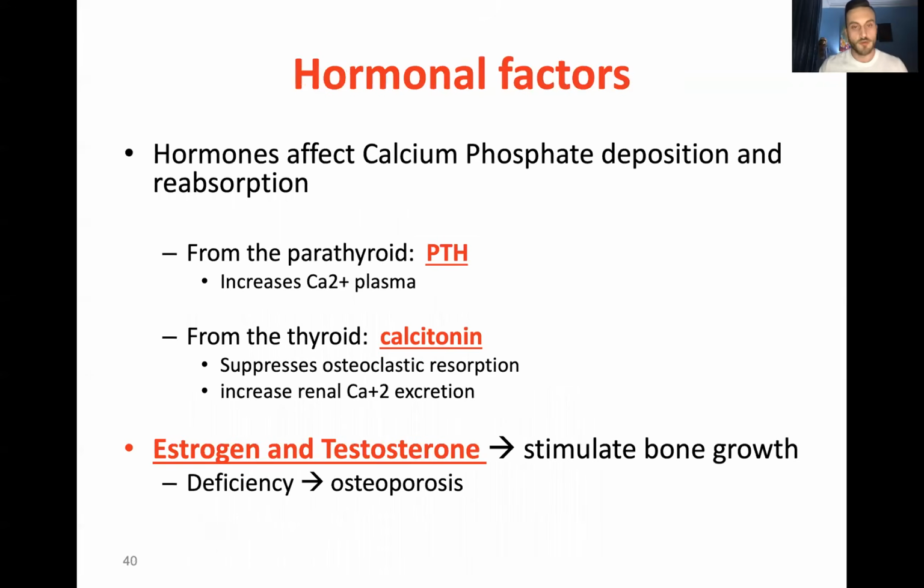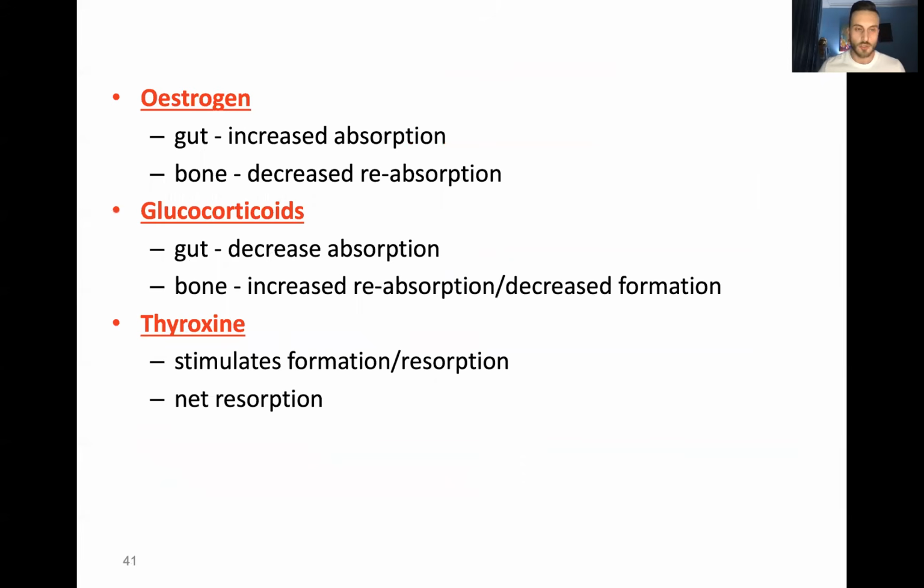Now for the hormonal factors, we have the PTH, the calcitonin, and the estrogen. You know, when the PTH goes up, it increases the calcium inside the bloodstream, so it will cause resorption from the bone. The calcitonin, okay, it's the other way around. And estrogen and testosterone are very, very important in stimulation of bone growth. That's why people who have deficient estrogen or testosterone will end up with early osteoporosis. So estrogen increases the absorption of calcium in the gut and decreases resorption by the bone.